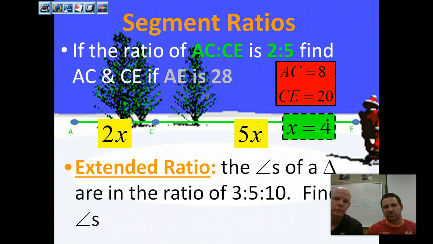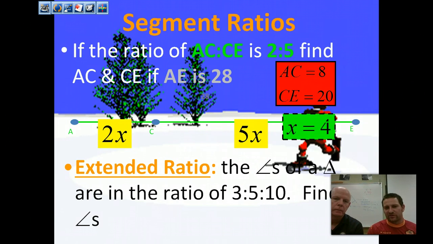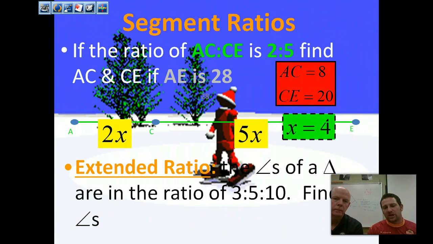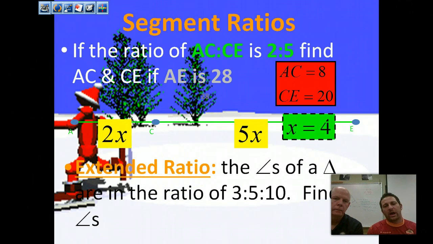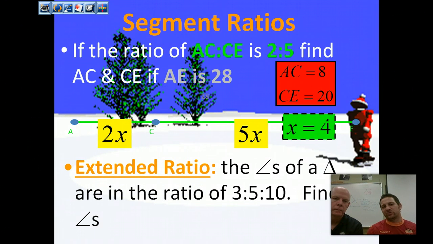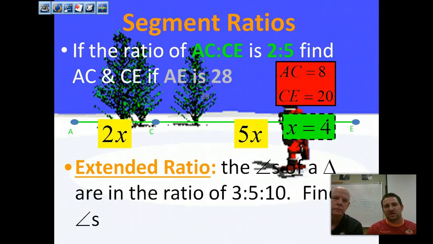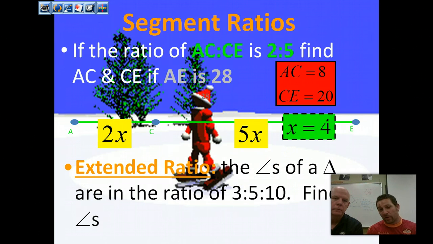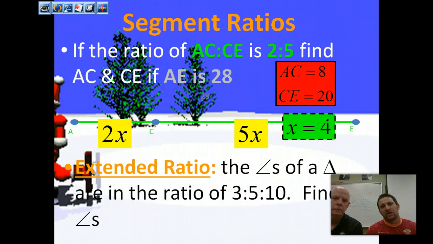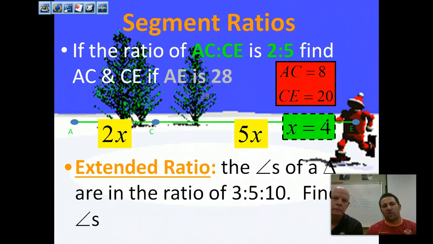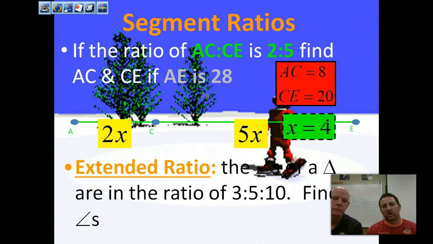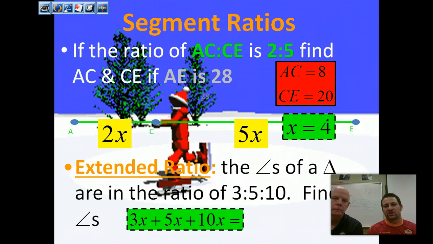So key thing to remember here, well, let's read the question. Extended ratios. The angles of a triangle are in the ratio of 3, 5, 10. Find the 3 angles. The key to remember here, guys, is what degrees are all triangles bound to, and it's 180 degrees. So if we think back to what we did right up above, we went part plus part equals the whole. Well, now it's part plus part plus part equals 180, because we know that a triangle has 180 degrees.